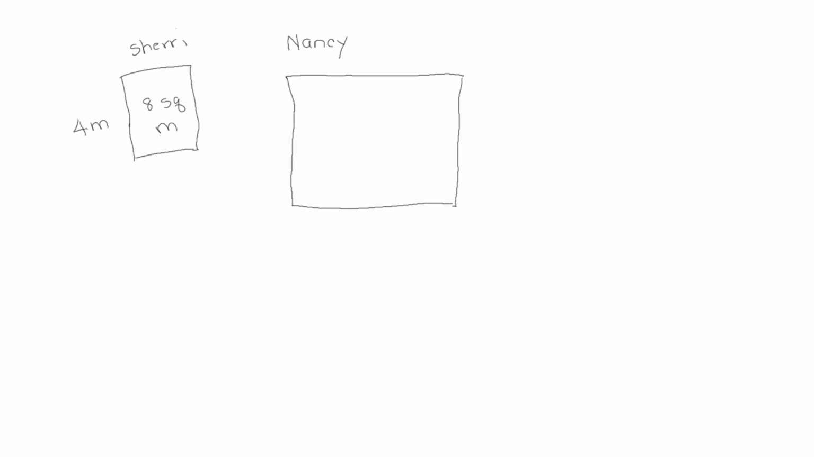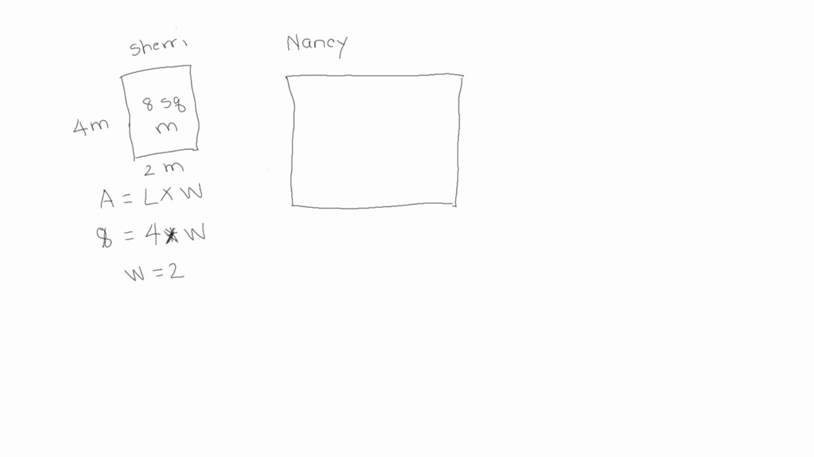So the first thing we need to figure out is what is the other side of Sherry's garden. We know that the length is 4 and the area is 8. So again, using our formula of area equals length times width. We know the area is 8. We know the length is 4. So we need to figure out the width. So 4 times what equals 8? We know 4 times 2 equals 8, so the width has to be 2. So the width of Sherry's garden is 2 meters.